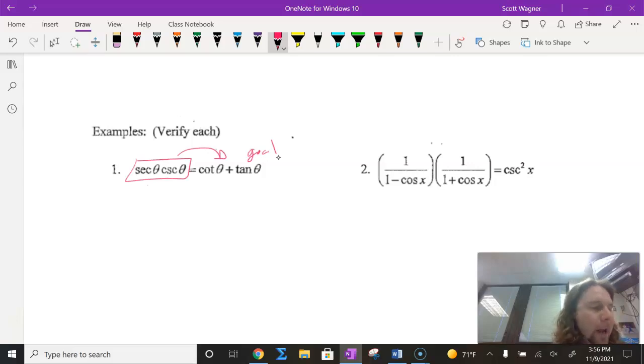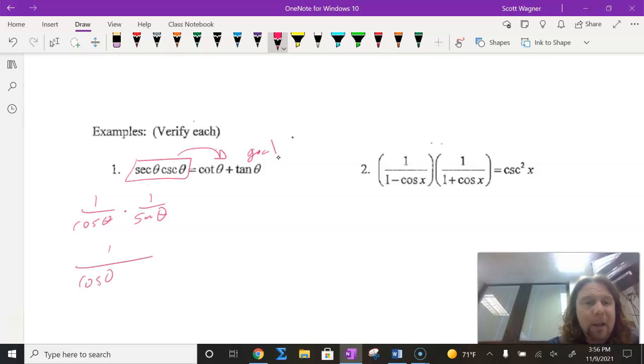All right, so if I have secant times cosecant, maybe I can turn them into sines and cosines. See what happens there. Maybe it's 1 over cosine theta times 1 over sine theta. From here I multiply straight across, so that's going to be 1 over cosine theta times sine theta. Huh. Okay.